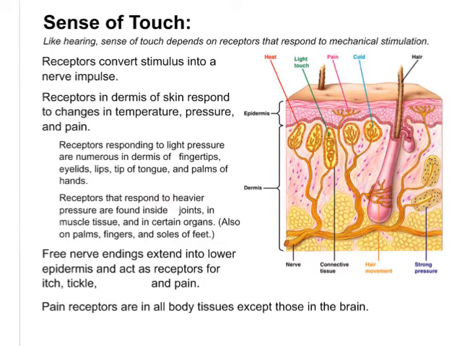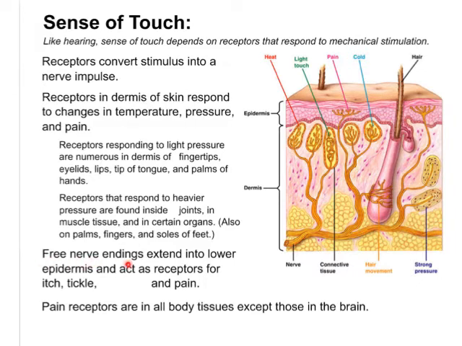There are receptors that are different. They respond to heavier pressure. Those would be found mostly in joints, muscle tissue, and other organs. Also, palms, fingers, and soles of feet have a lot of these kinds of touch receptors.